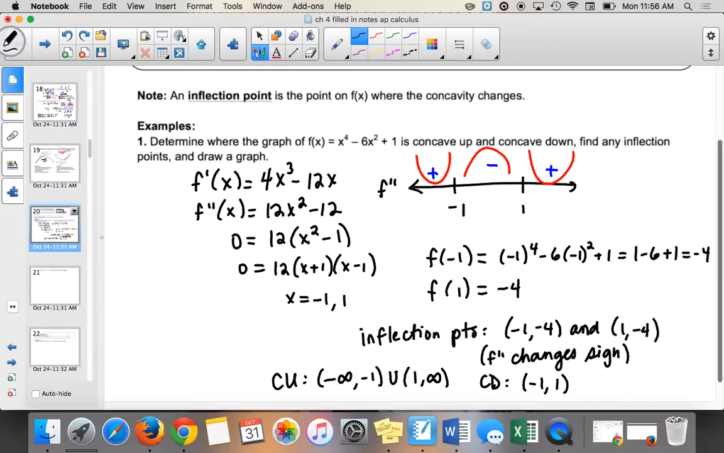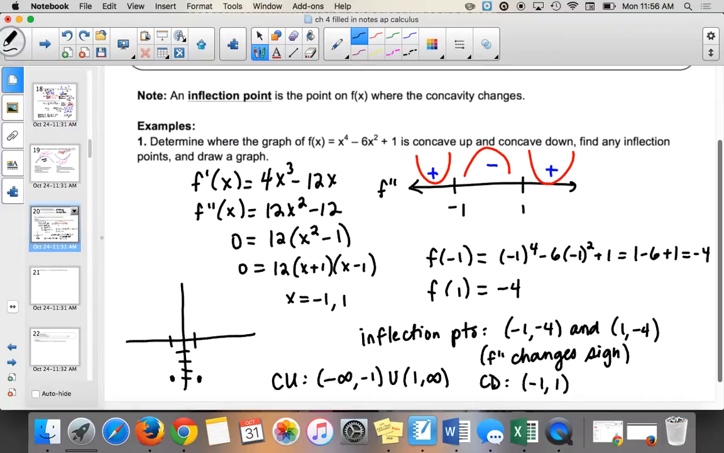First example. I think you can handle it. Yeah, I guess I did say draw a graph, didn't I? So if you're drawing a graph, we're going to have negative 1 comma negative 4, and 1 comma negative 4. That's where it's changing from concave up to concave down.